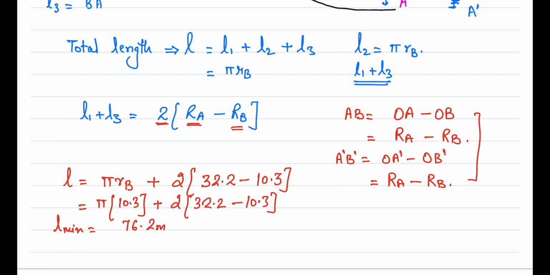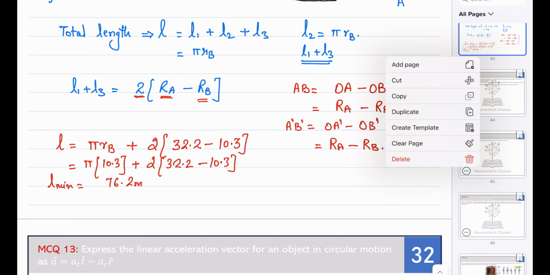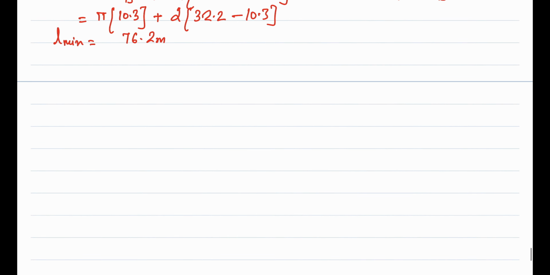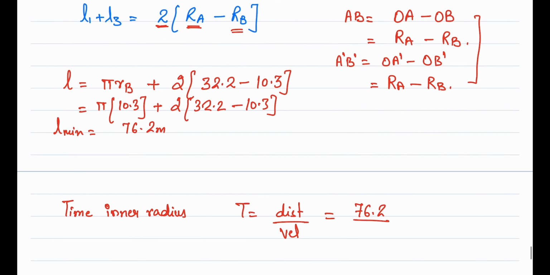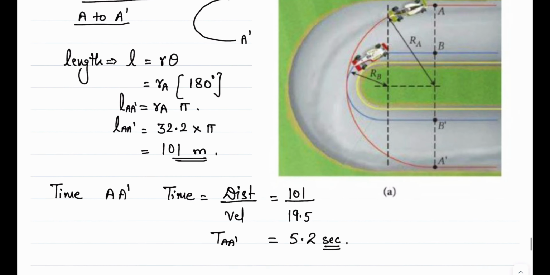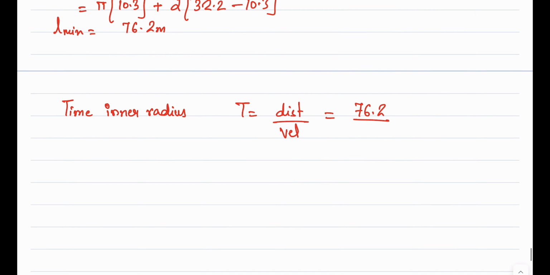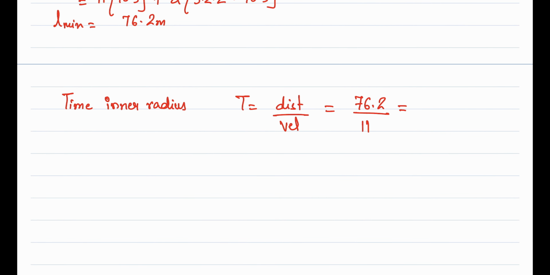So, okay, so now here we can solve the velocity also. We can solve the time also. Okay, now just solve the time. Time for inner radius. So what is the time? Time, can I say distance over velocity? So what is the distance we have? 76.2 divided by, what is the velocity here? Okay, just check the velocity. What is the velocity we have? 11. Okay, divide by 11. So what is the answer? We have 6.92 second.